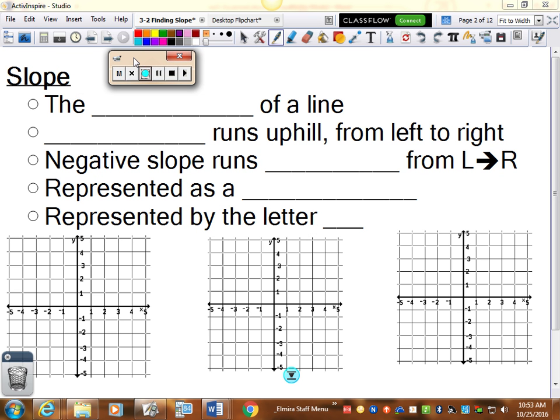Okay guys, we're talking today about slope. You've heard the word slope before. It probably makes you think of downhill skiing or sledding or something like that. And it essentially is connected. Slope in math is how steep the line is. It's a number we assign. The larger the number, the steeper the slope.